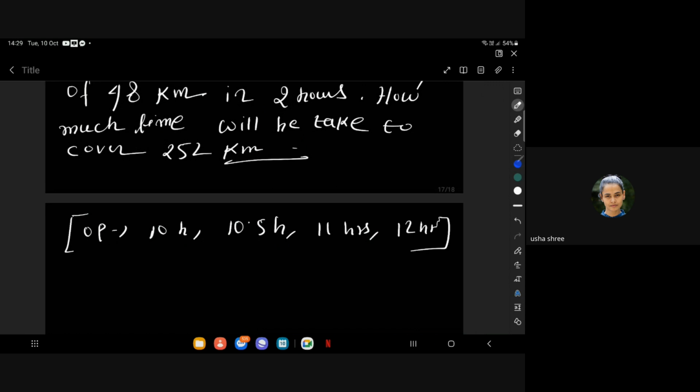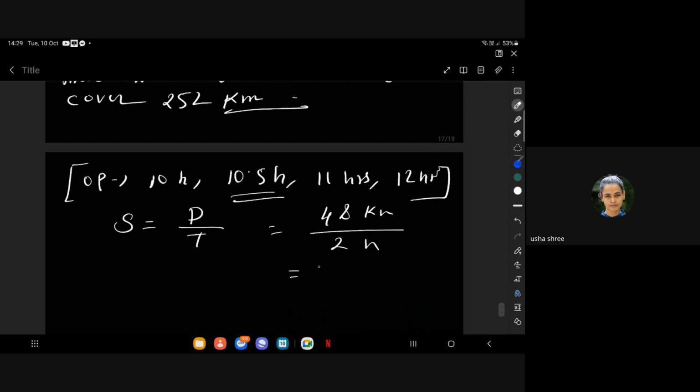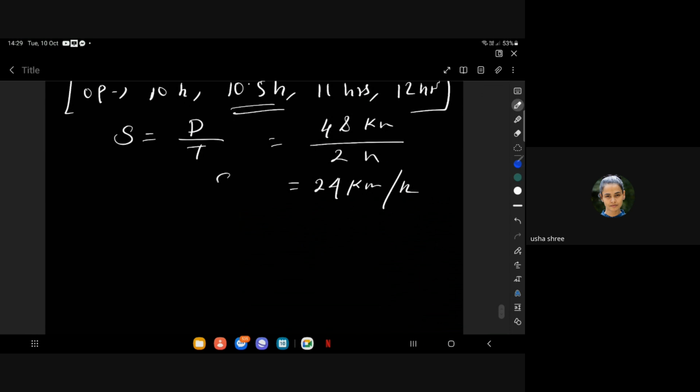Okay, so the question is, he is covering 48 kilometers in 2 hours. How long will it take? 10.5? Yes, good. So we can find the speed equal to d by t. So d is 48 km by 2 hours, so it is 24 km per hour, right? So you know the speed now. Second part of the question: now you have to cover a distance of 252 km. You know the speed, 24 km per hour. Units are the same.